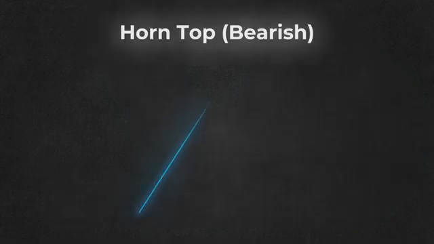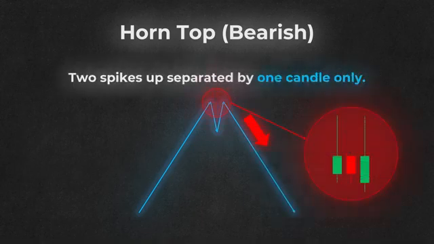In the bearish version called horn top, price action creates two spikes up that are separated by one candlestick only. The reason this is the fractal version of the double top is because if we looked at this in a lower time frame, we would see a normal double top pattern.